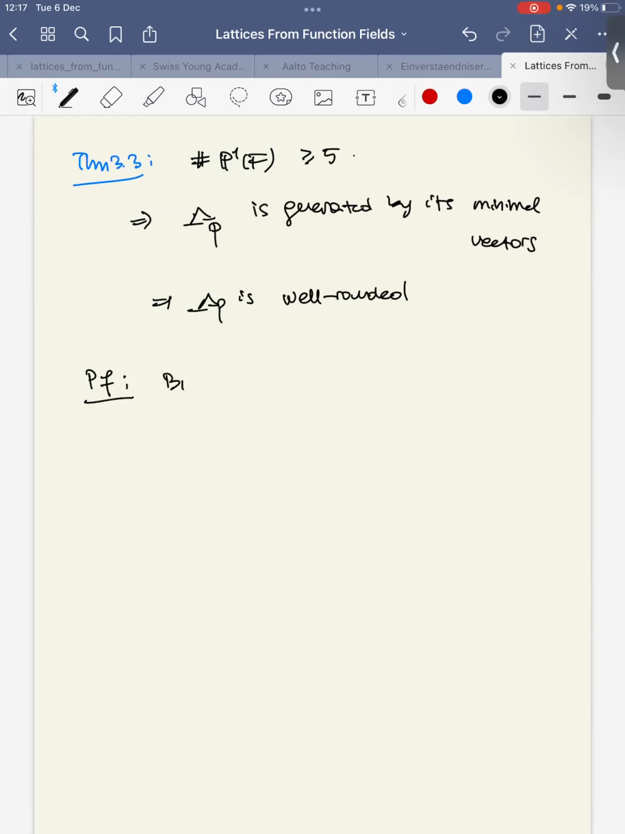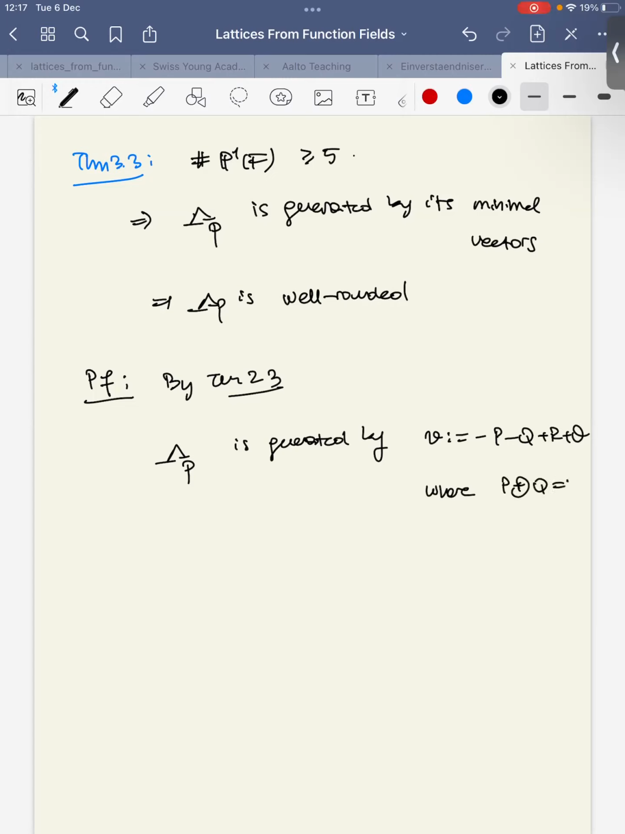And by Theorem 2.3, we know that the lattice Delta_P is generated by non-zero vectors of the form -P - Q + R + O, where P + Q is equal to R. So in this case, it is sufficient to show that each such vector can be written in terms of the minimal vectors, right? And suppose that V is not a minimal vector.